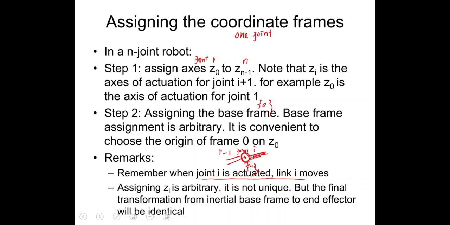And also assigning Zi is arbitrary, but it is not unique. It means we have multiple ways to do that, okay? But finally, the final transformation from the base to the end effector will be identical. So the final frame, which is my frame N to frame 0, should be identical. Although in between we could have different methods of defining the bases and the frames, anyway, we will be able to have the same T_N^0, okay?